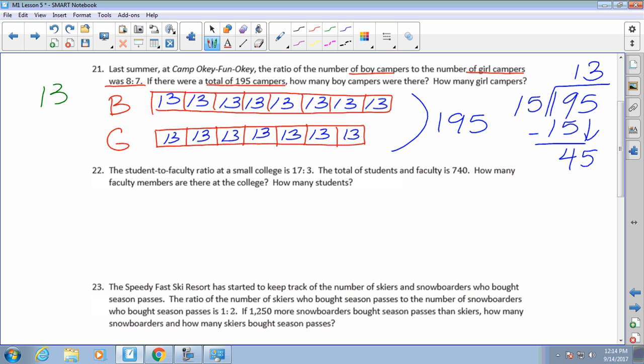All right, so 13 times 8. 8 times 3 is 24. I do promise I know how to multiply. 8 times 1 is 8, plus 2 is 10, guys.